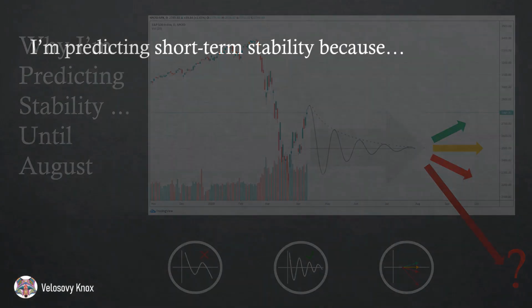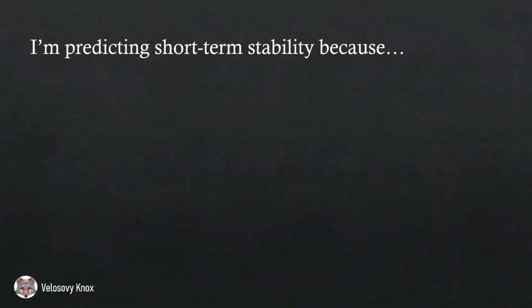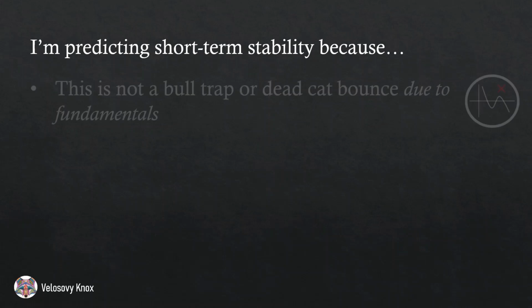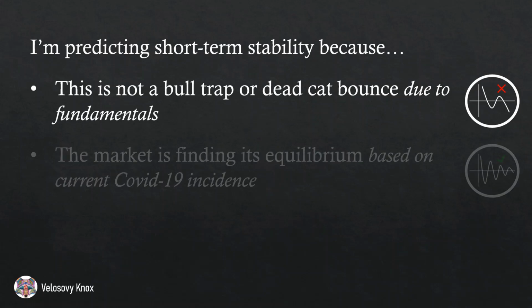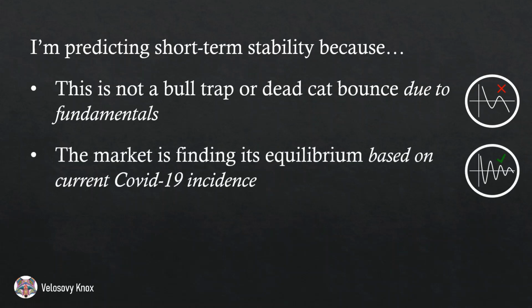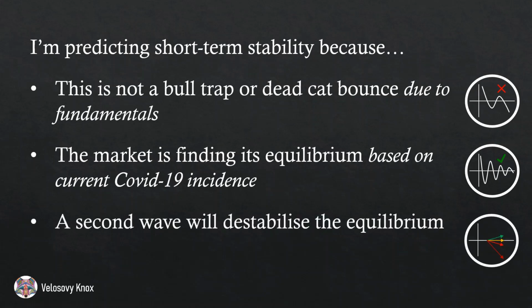So, in my video, I'm predicting stability until August, and there's three basic parts to my theory. The first is that this is not a bull trap or a dead cat bounce due to fundamentals. The second is that the market is currently finding a stable equilibrium based on the current instance of COVID-19. And the third part is that the second pandemic wave is coming and that will destabilise the current equilibrium.